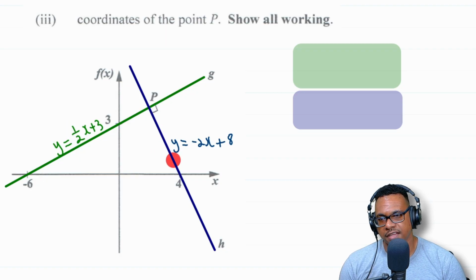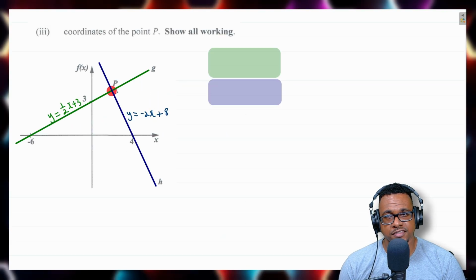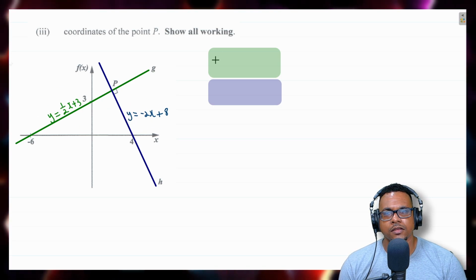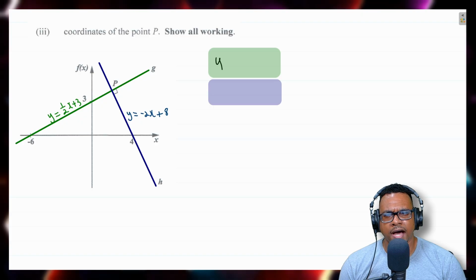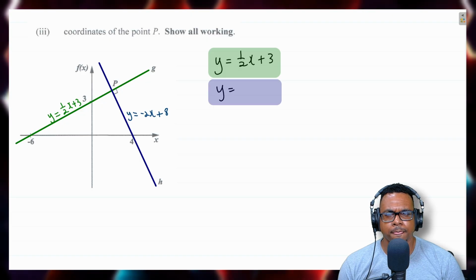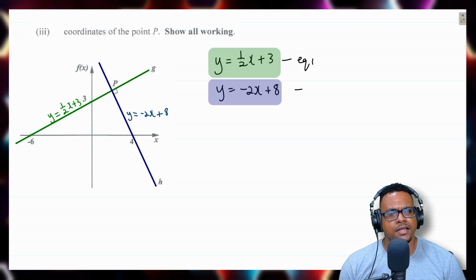And then we have the equation of the line H, which we just found as y is equal to negative 2x plus 8. So in order to find the coordinates of the point of intersection of these two lines, we'll have to solve these two equations simultaneously. So I'll write my first equation, which is y is equal to half x plus 3. And my second equation, which is y is equal to negative 2x plus 8. This is my equation 1, and this is my equation 2.